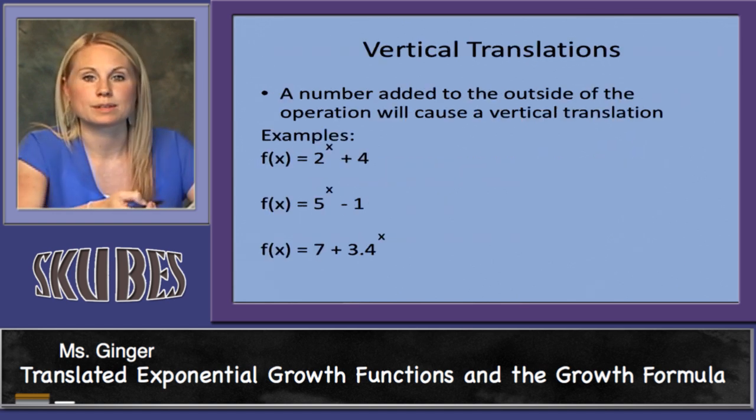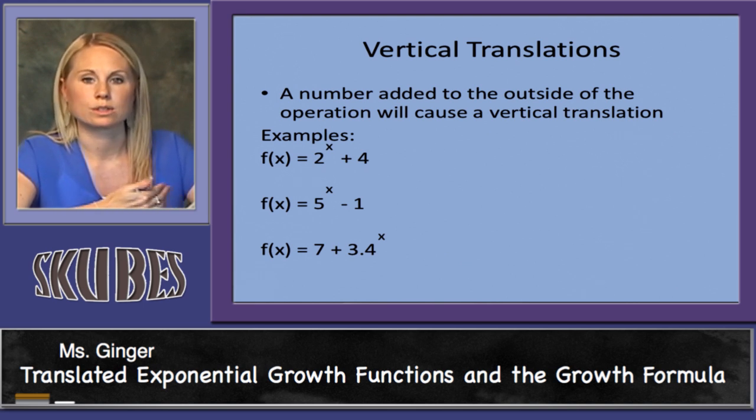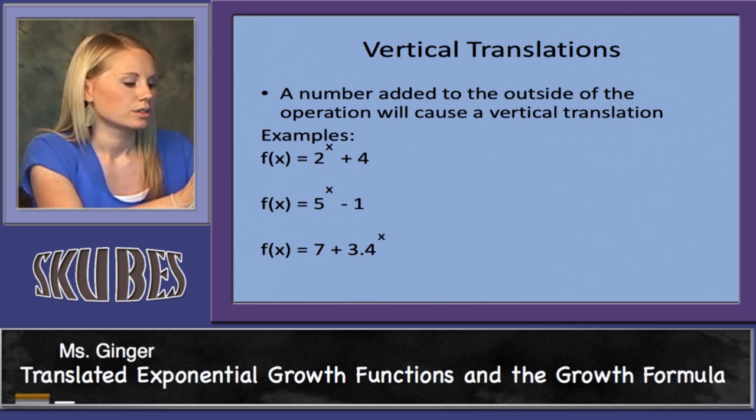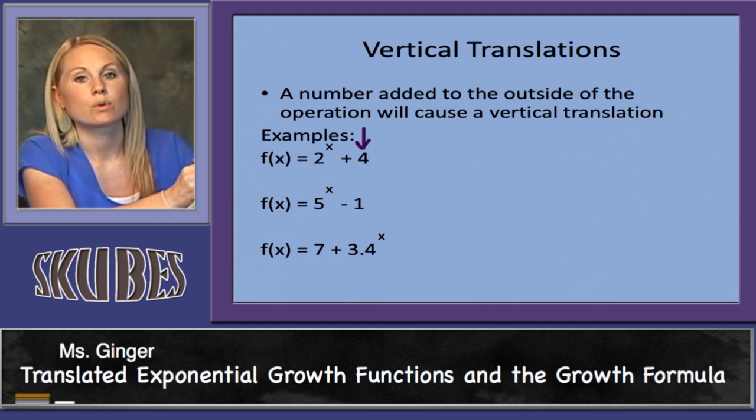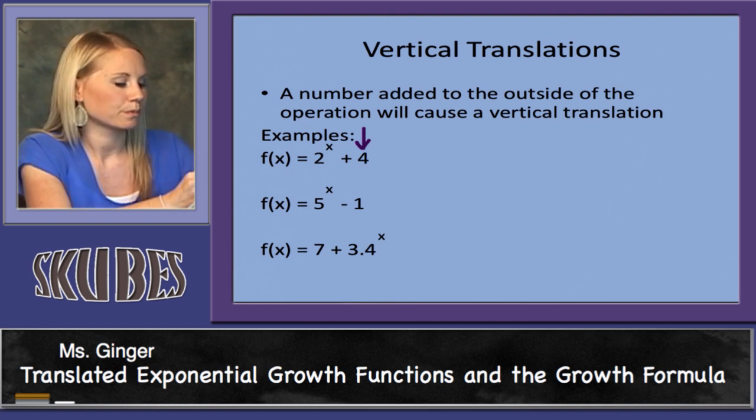Okay, so let's take a look at some examples. Here are some vertical translations. We know that because we can see that there have been numbers added or subtracted outside of our base to the power of x. So first one here, I have a growth function that has 4 added on the outside, which means a shift of 4 units up.